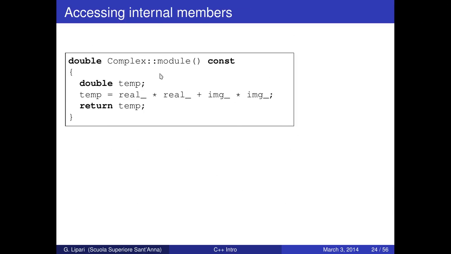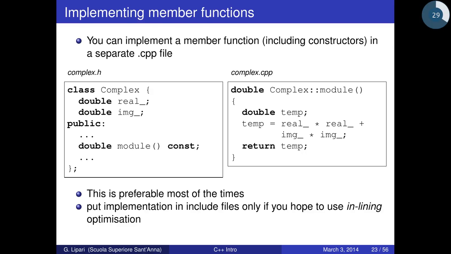Inside a function, you can access internal members of the class without any additional scope resolution. For example, in class complex, we have two variables, real and img, of type double. These are defined inside the class. So inside the function module, you refer to these two variables, real and imaginary, without any further specification.